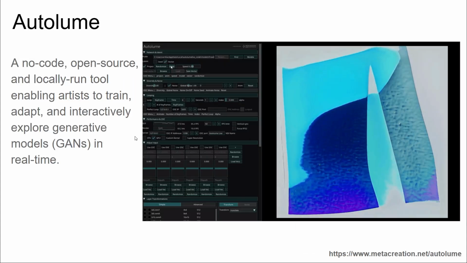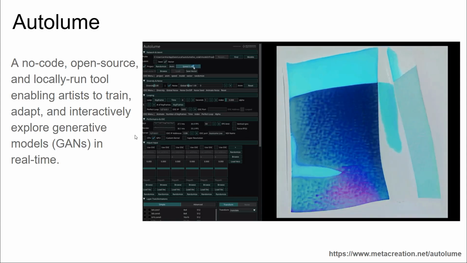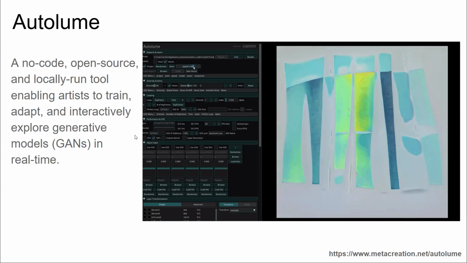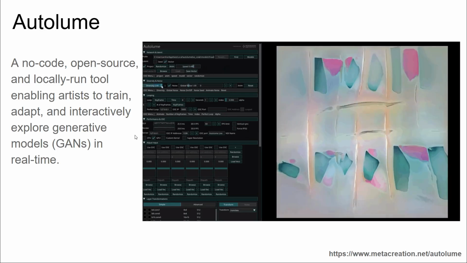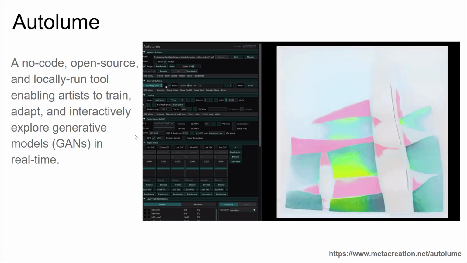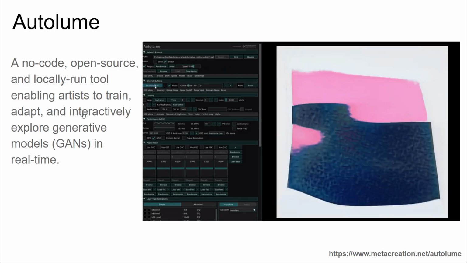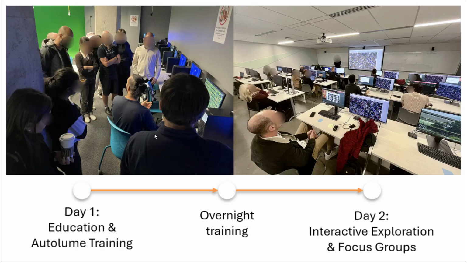To understand how artists perceive small data, we use Otolium as a probe. Otolium is a tool for training and exploring generative models. It's open source, locally run, and requires no coding experience. We ran a couple of workshops of 2 days each, where we trained artists in using Otolium. We also invited artists to bring their own datasets to train models on.